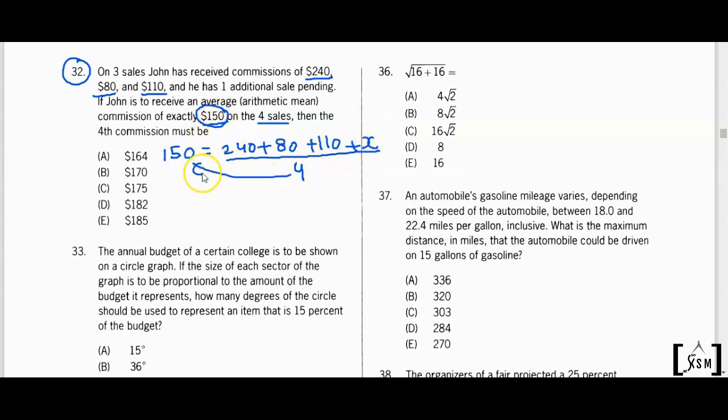So multiplying by 4 on this side, 600 equal to 240 plus 80 plus 110, which is 430, plus X. So X equal to 600 minus 430, which is 170. Option B is the correct answer, right? Fine. Let's do question number 33.